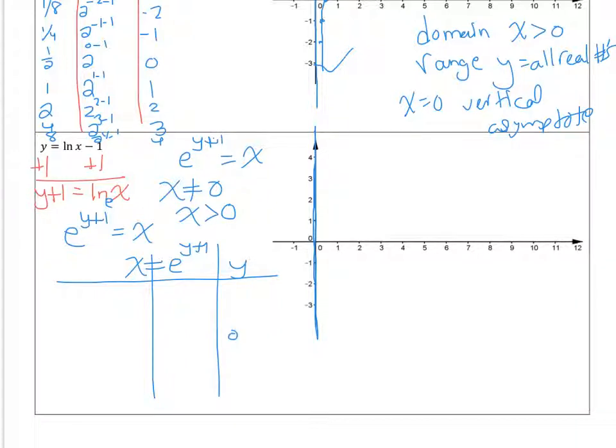So picking some values for y, we have e to the 0 plus 1 would be e to the 1, which should just be e. y equals 1, we've got e to the 1 plus 1, which is e squared, and y equals 2 would be e to the 2 plus 1, which is e cubed. Taking a look at some negative values for that exponent, we have e to the negative 1 plus 1, which is e to the 0, which is 1. And then negative 2, we would have e to the negative 2 plus 1, which is e to the negative 1, which would just be 1 over e.